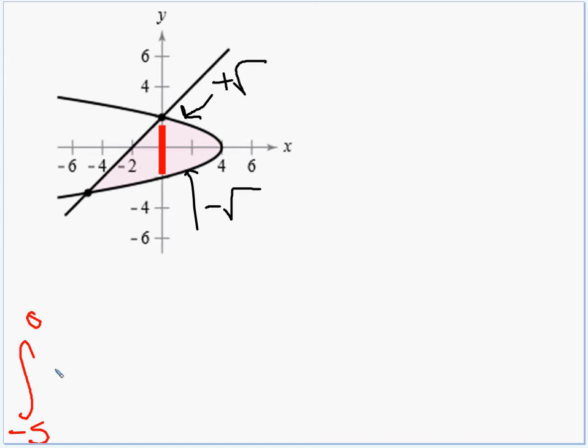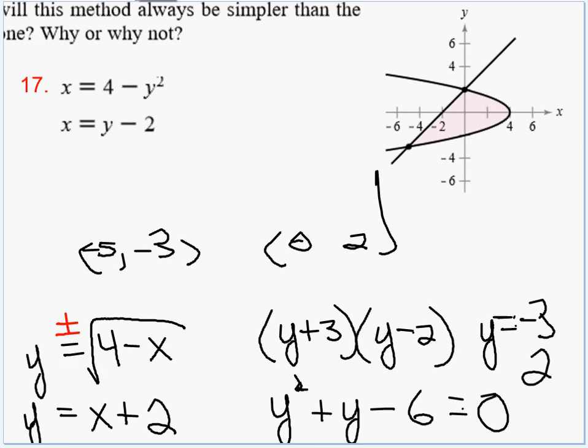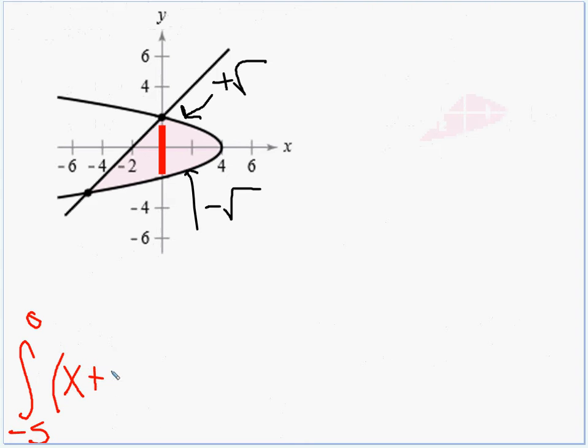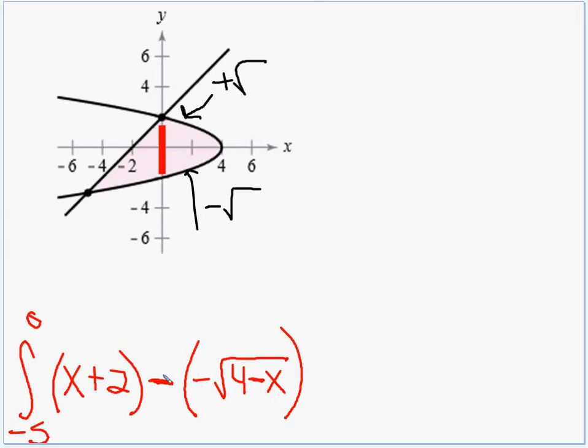So what we're going to have there is the line, and that is x plus, oops, let me back up here a minute. Oh yeah, x plus 2. And then we are going to minus the negative radical. The negative radical of 4 minus x. There we go. And this minus and negative, that will turn into a plus. So that'll take care of this first chunk of area.